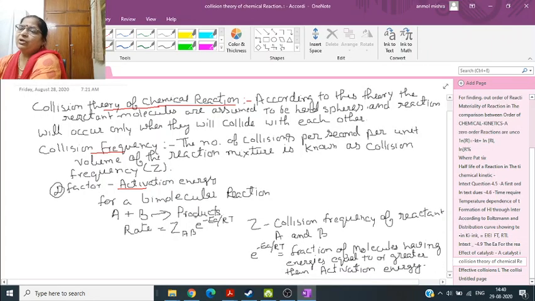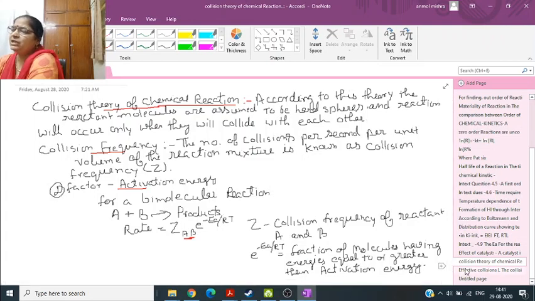There we have taken one example. For a bimolecular reaction, A plus B gives product. For this reaction, rate is equal to Z_AB e to the power minus Ea by RT. Here Z represents the collision frequency of reactants A and B, and e to the power minus Ea by RT represents the fraction of molecules having energy equal to or greater than activation energy.